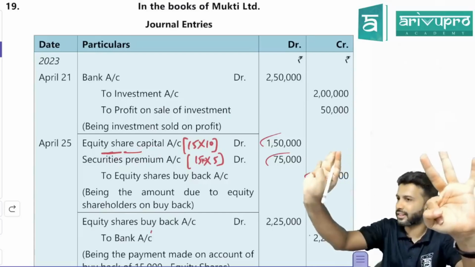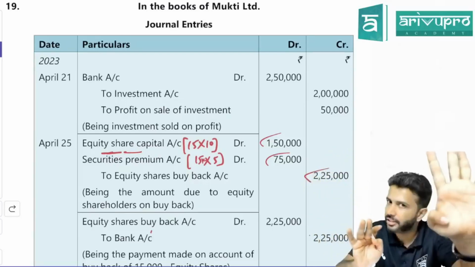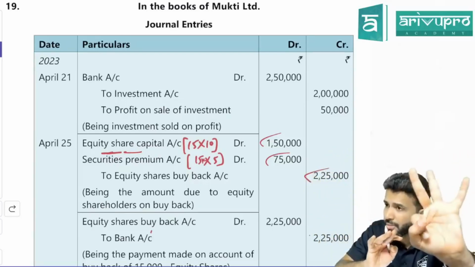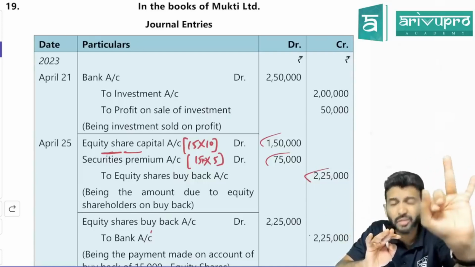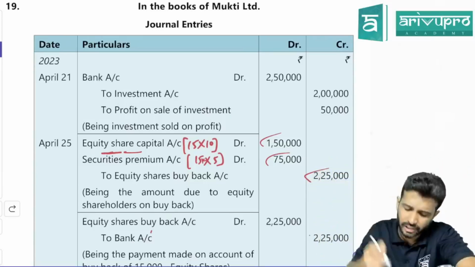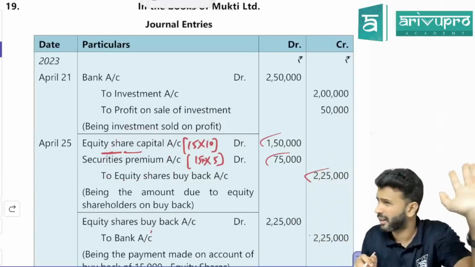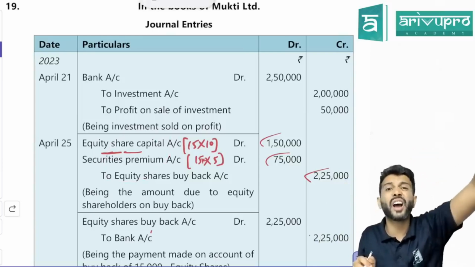Generally we say 4 entries are there with buyback. One is cancellation. Second entry to transfer premium. Third entry to create CRR. Fourth entry is to make the payment. Here first and second entry we have already clubbed and passed. Third entry is for CRR.